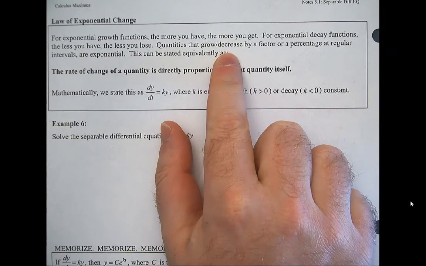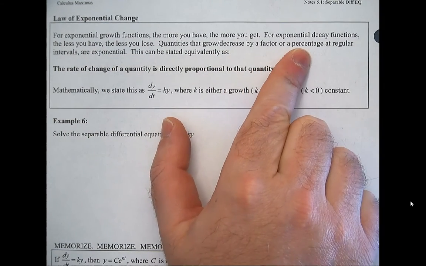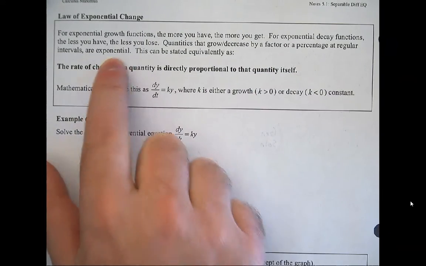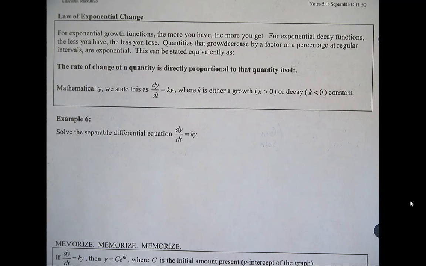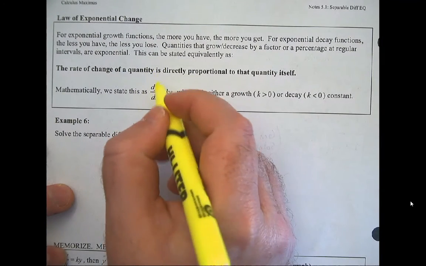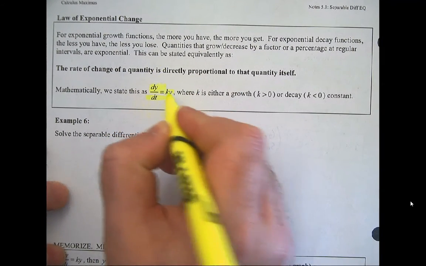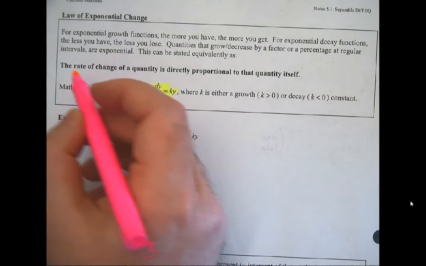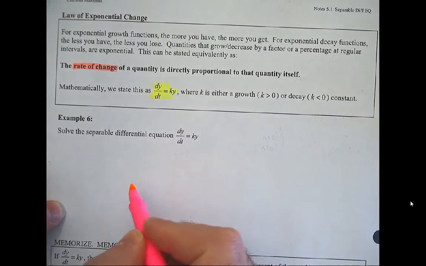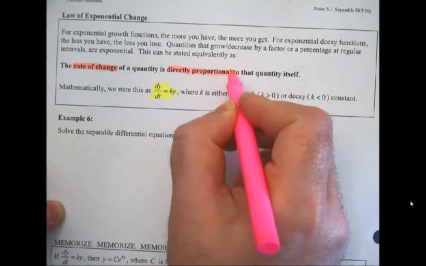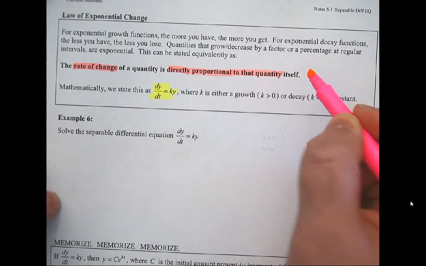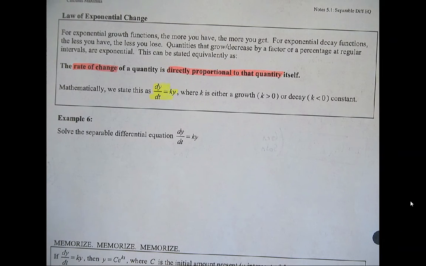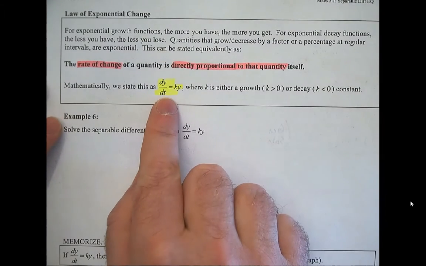So quantities that grow or decrease by a factor or a percentage are exponential. They have this nice little relationship here. If dy/dx is equal to k times y, then that's the equivalent of saying that the rate of change is directly proportional to that quantity. So this is our math way of saying that that's how an exponential function changes.